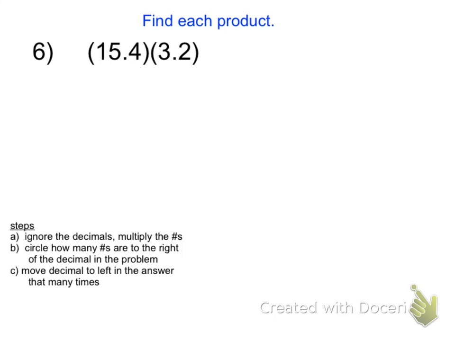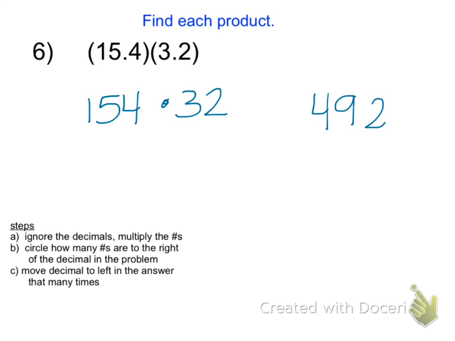All right, try this one. Once you write the problem down, take the decimals out, ignore it, and you're going to do 154 times 32. Once you get it and you have the answer, feel free to move ahead or just wait for me so you know what you're doing with the decimal. Okay, if you are done multiplying, you should have gotten this for your answer. And that was step A.